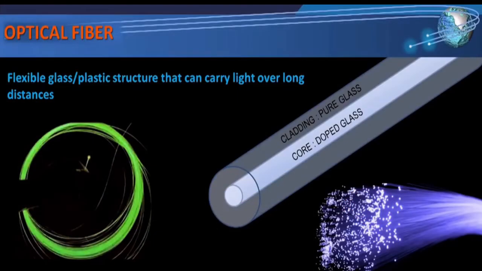Do you know how the fiber looks? It has a thin core. The core is made up of glass or plastic. The core is surrounded by a cladding. The core and cladding form a flexible structure which carries light for a very long distance. The one I have shown in green color is a typical glass fiber which is illuminated by a green laser. The other one is a plastic fiber which is illuminated by white light.